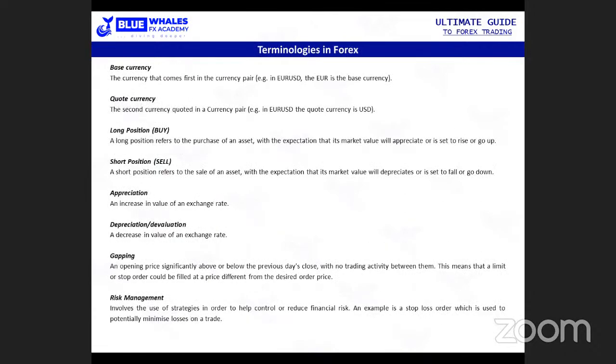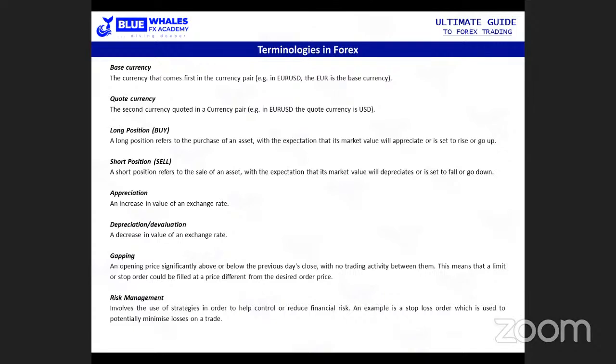So we have the base currency, and in Forex, it is always quoted in two ways. Forex is not like going to buy a share like Facebook. What's the price of Facebook? What's the price of YouTube? What's the price of Amazon? No, Forex is quoted in currency pairs, right? So let's say USD/GHS, or GHS/USD, that's Ghana cedi versus the US dollar.